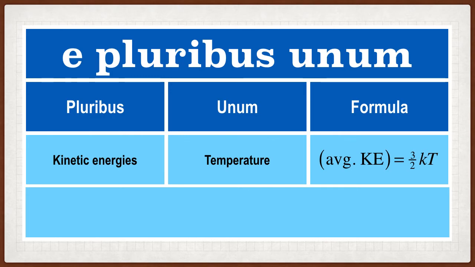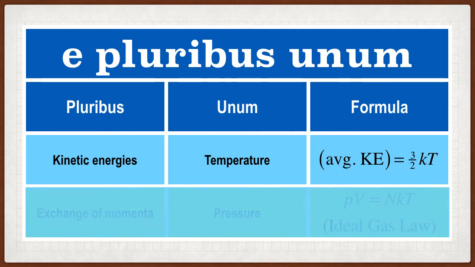So the first line in this table, the pluribus, the thing that we're trying to figure out that we have many of, pluribus meaning many, is the gas molecules, their kinetic energies. We can't see individual molecules to measure individual kinetic energies, but we can do the math and do averages. And what we find is that the average kinetic energy is proportional to the temperature if you measure in the Kelvin scale. And here's the formula for that.